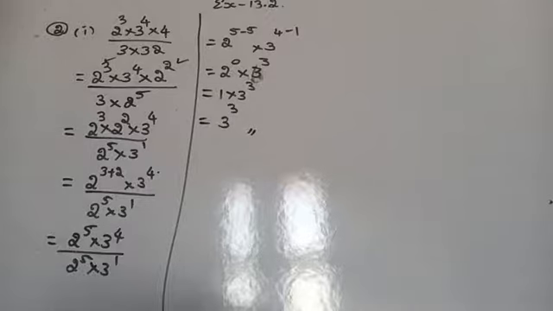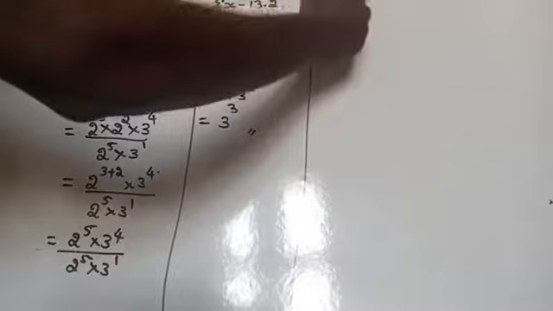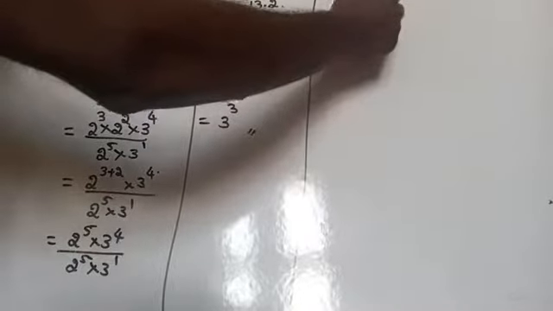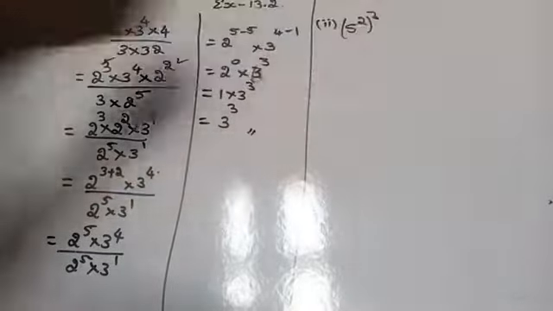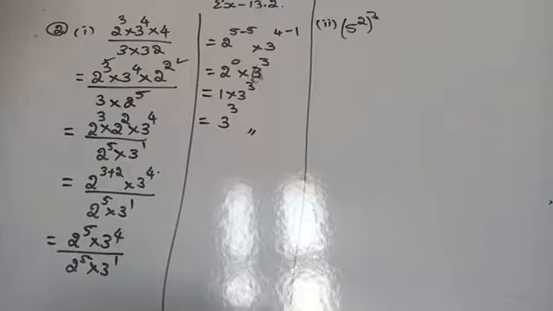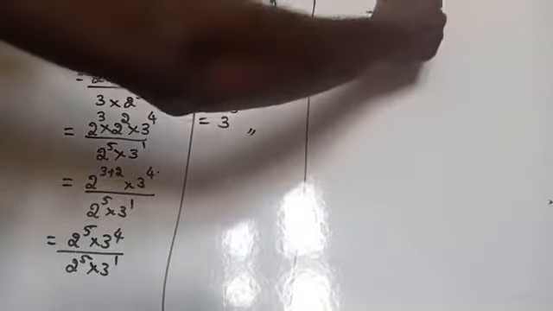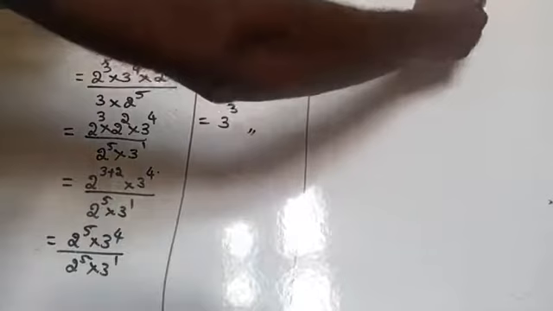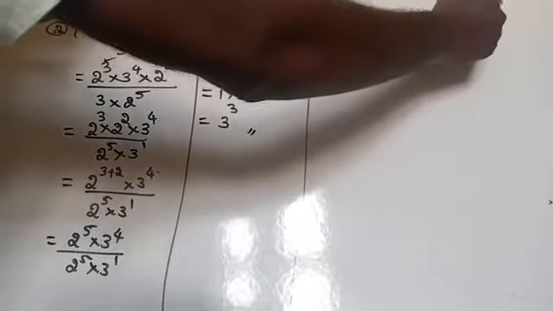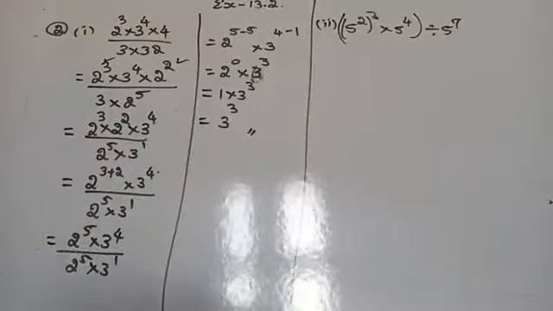Now look at the second question. It is given that 5 power 2 the whole power 3, into 5 power 4, divided by 5 power 7. Second part: 5 power 2 the whole power 3 into 5 power 4 divided by 5 power 7.